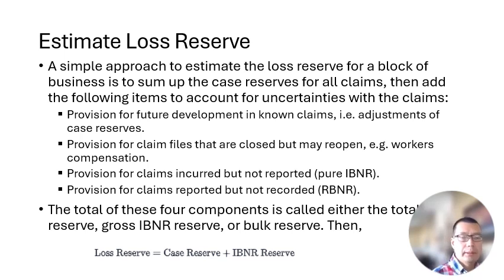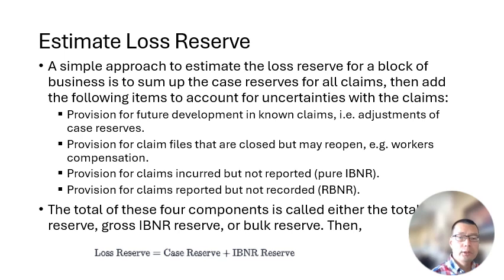How do we estimate the loss reserve? A simple approach to estimate the loss reserve for a block of business is to sum up the case reserve for all claims, then add the following items to account for uncertainties with the claims. First, provision for future development on known claims, that is, adjustment of case reserve. Second, provision for claim files that are closed but may reopen, for example, workers' compensation.